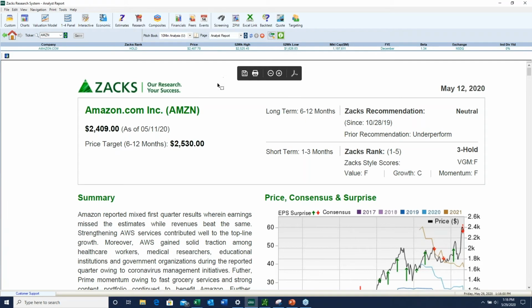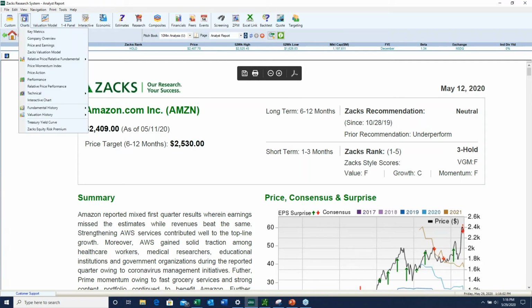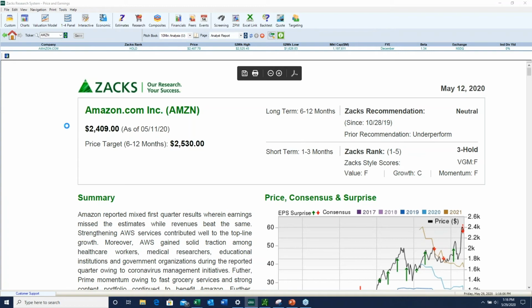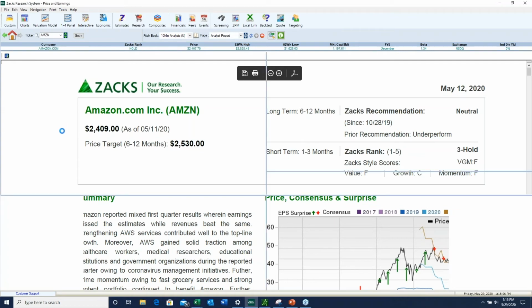So now the next report that I'm going to show you is just the price and earnings view. And this is one of my favorite views as a very, very quick and easy way to understand the stock price and how it has moved in relation with earnings.